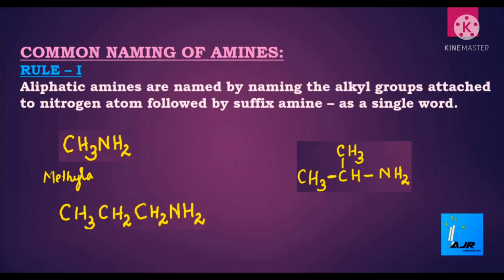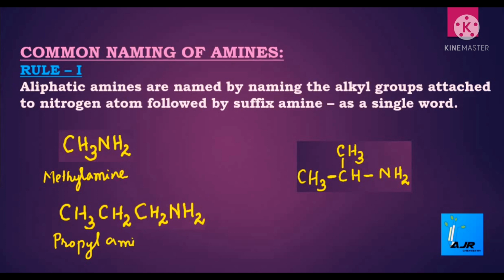Along with this, you should write amine. So it should come as a single word. Understood? So methylamine. What's the name of this compound? How many carbon atoms are here? 1, 2, 3. So 3 carbon atoms. So this is propyl. So propylamine. Understood? So the name of this compound is propylamine.